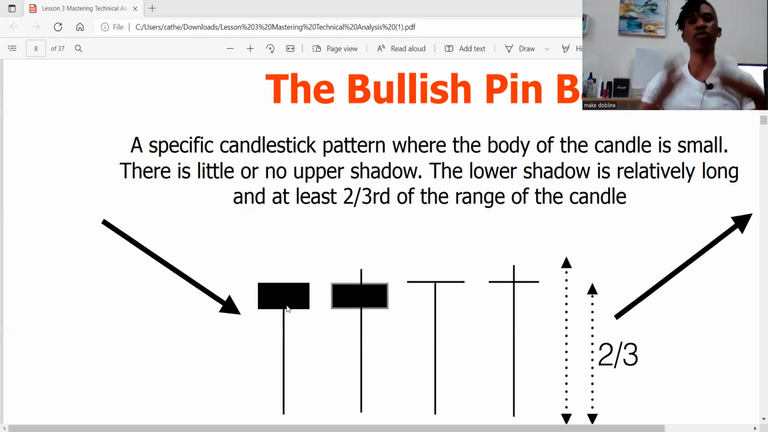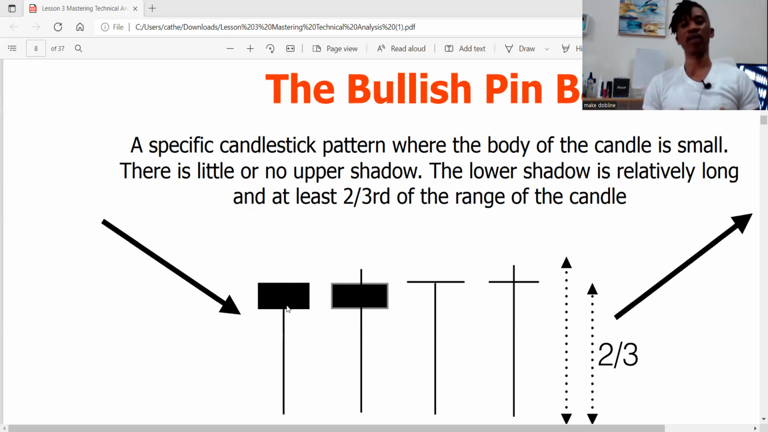All right, now this is called the bullish pin bar. A specific candlestick pattern where the body of the candle is small. There is little or no upper shadow. The lower shadow is relatively long, at least 2/3 of the range of the candle. Leave all these things I'm saying, but focus more on the candle. Look more at the candle. This is a candlestick pattern. You see this pattern every day in the market.